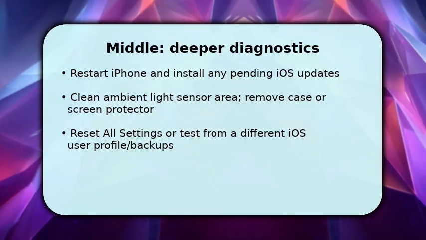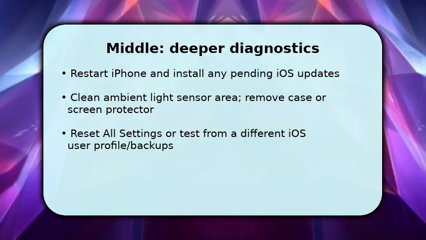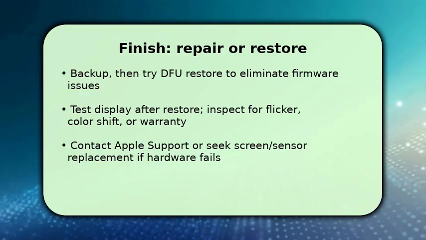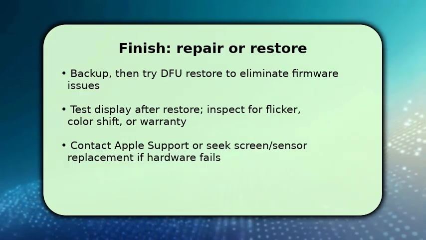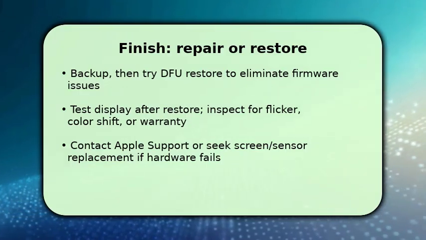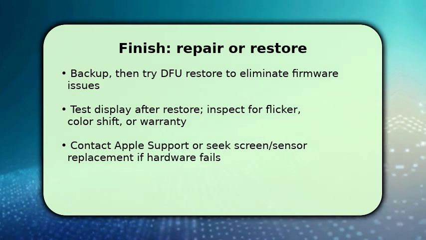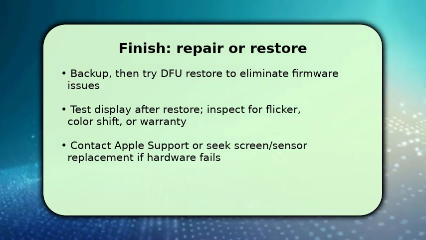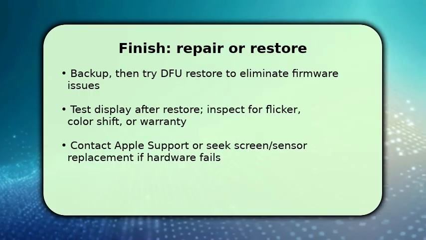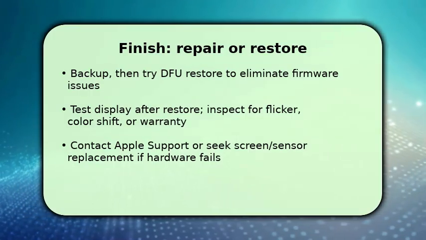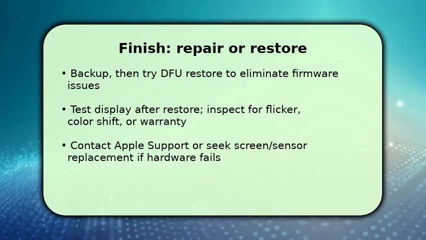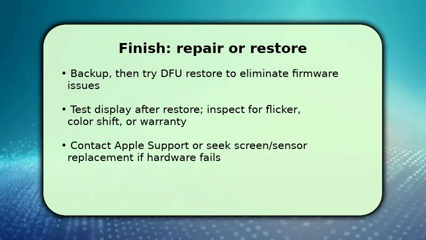To finish, back up your data and perform a DFU restore if software fixes failed. DFU rules out firmware corruption. After the restore, test brightness, looking for flicker, uneven areas, or color shifts that imply a failing display or ambient sensor. If problems persist, check warranty and contact Apple support or an authorized repair shop for sensor or screen replacement.